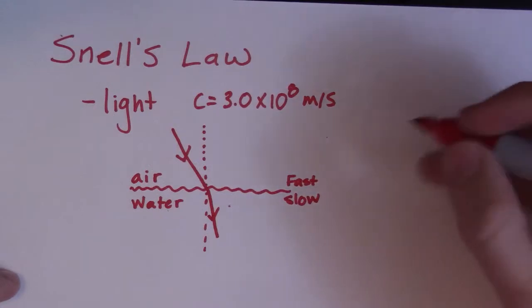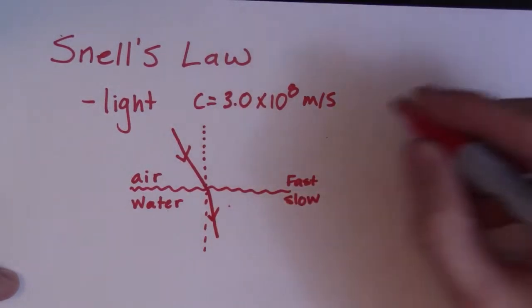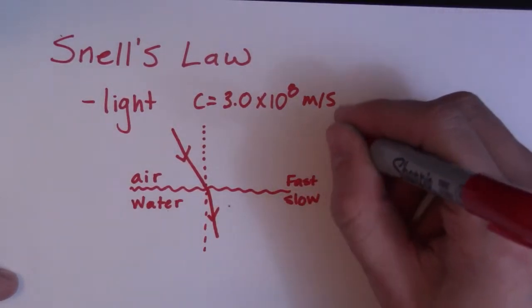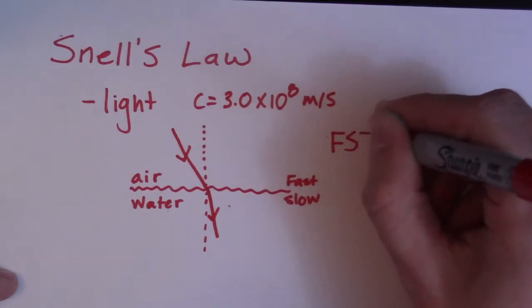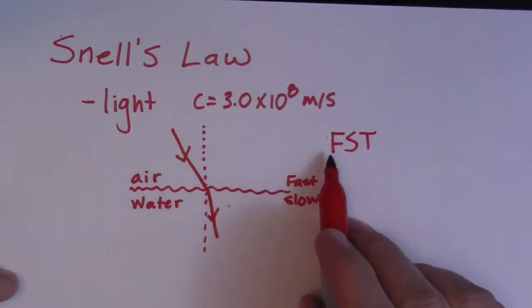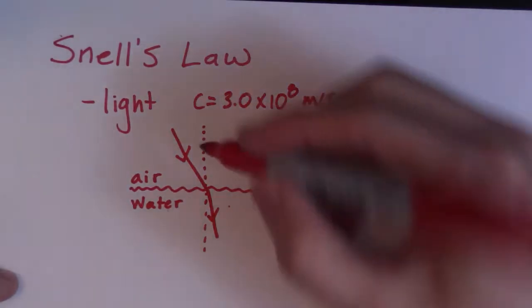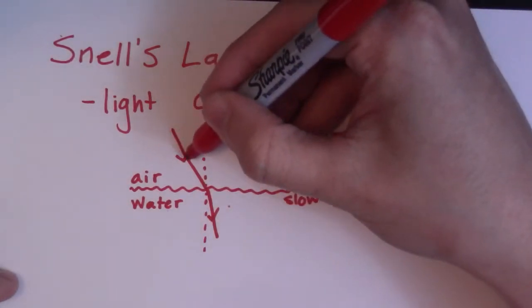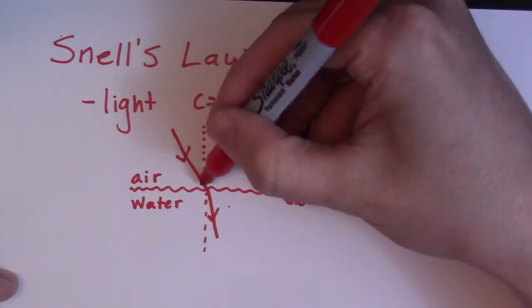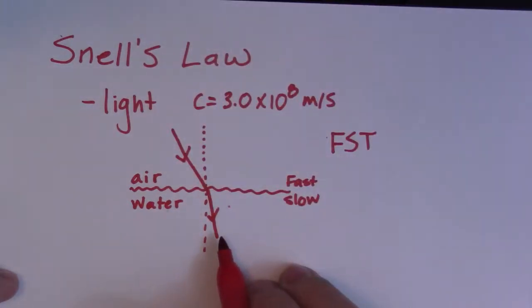I remember how I remembered that, and I wrote it down for myself, is this acronym, FST. So fast, slow, towards. When light shines in from air to water, it's going to bend towards the normal line.